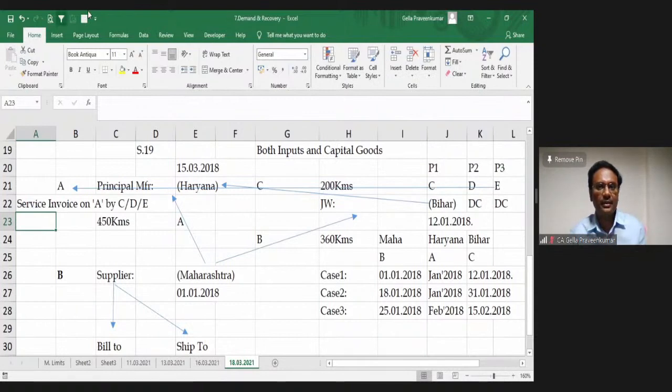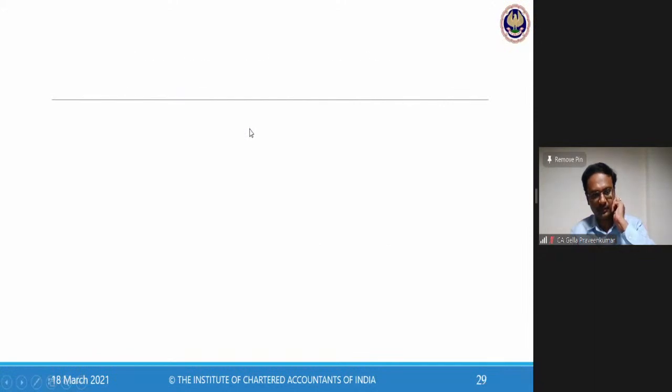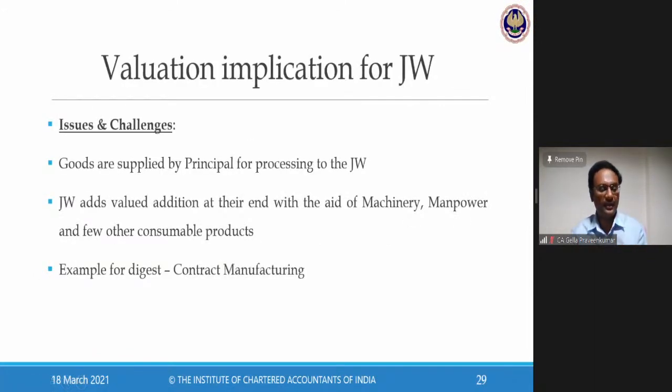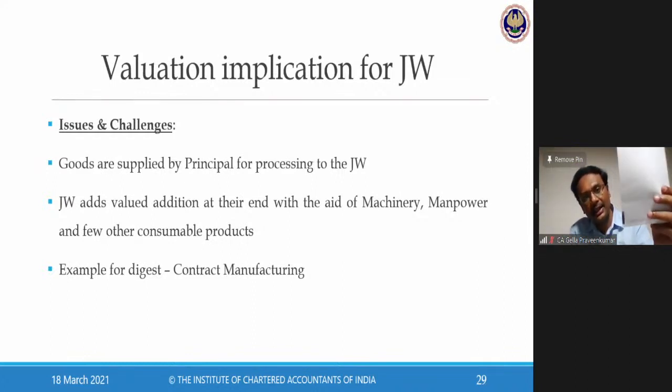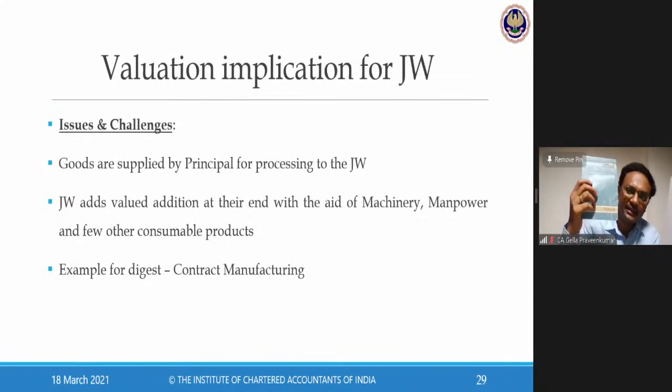So we need to understand this from our movement of goods point of view, right? Next, valuation. Very important aspect. In the examination, expect a 4 marks question on this valuation. Now, this says, when goods are supplied by the principal for job working, processing, what is the value? I gave an example. Say this paper is given to me. I have to convert this paper to this scribbling pad. The value of the paper is, say, 10 rupees. The value of the scribbling pad is 15 rupees.